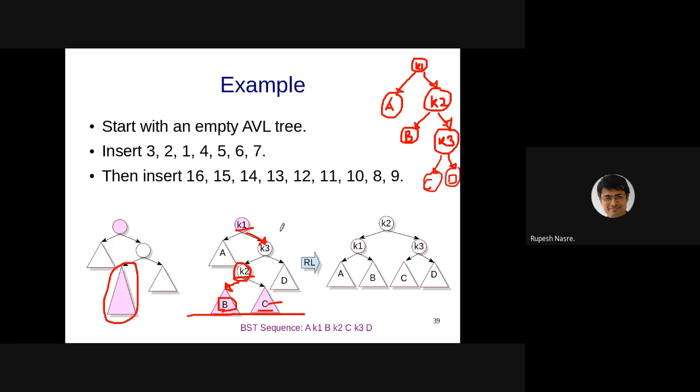From here, if you do an R, then you get this subtree. And then on this, if we do an L, we'll get this. So together, when we do RL, we get this. Is this okay, Sai Charan, Abhishek? Okay. Any other concerns, questions here?